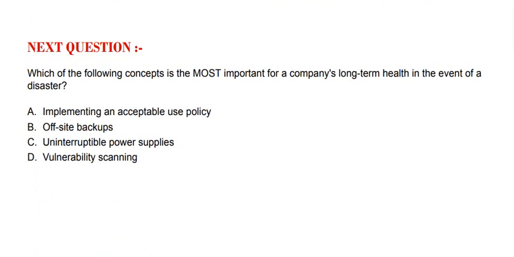Next question is: which of the following concepts is the most important for a company's long-term health in the event of a disaster? And the options are: option A, implementing an acceptable use policy; option B, off-site backups; option C, uninterruptible power supplies; and option D, vulnerability scanning. The correct option is option B.